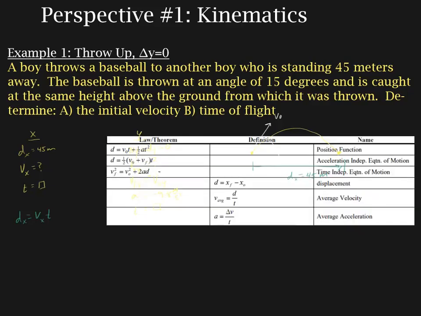So looking at these equations, we've got v final squared equals v initial squared plus 2ad. Seems like a nice choice because we don't know what time is. However, the problem with this is that the displacement is 0, and we end up with v final equals v initial, and that's not very helpful.